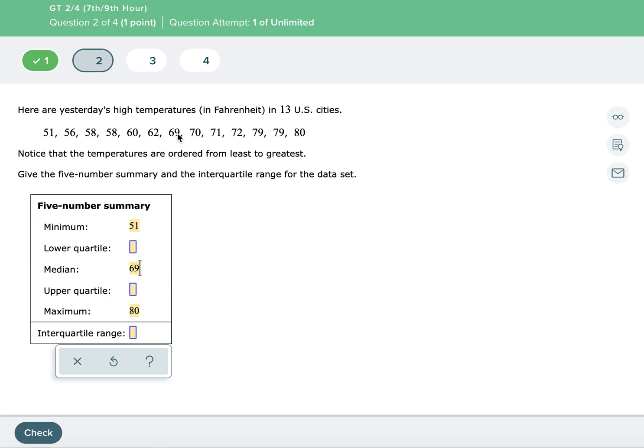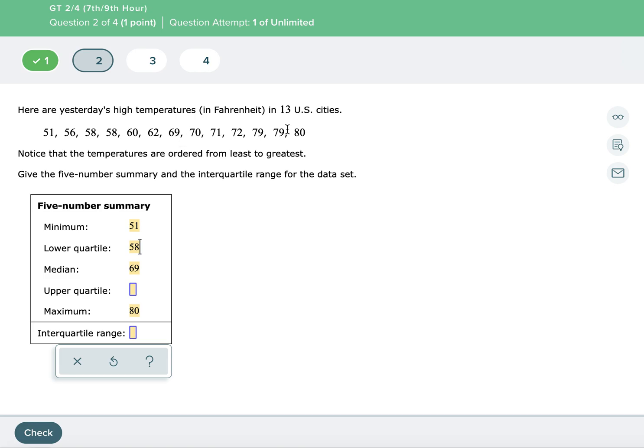For my lower quartile, remember you do not include the median. So I start with 51 and 62. Then I do 56 and 60. And then I have 58 and 58 in the middle together. And that's easy. If they're the same number, it's just that number. So your lower quartile is 58. Then again, I'm going to do the other side now. I'm not going to include 69.